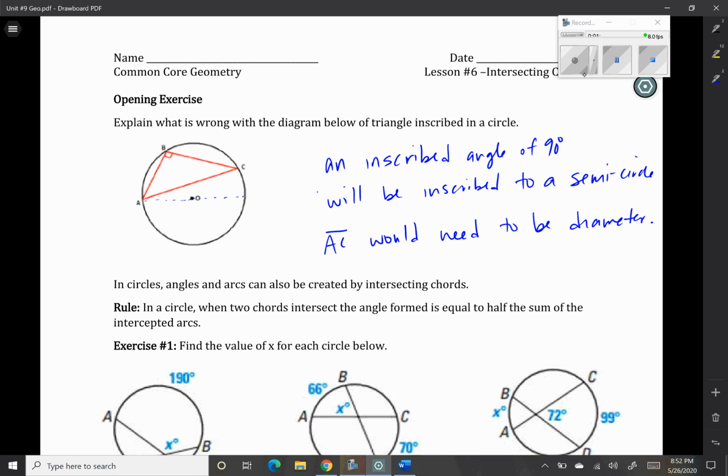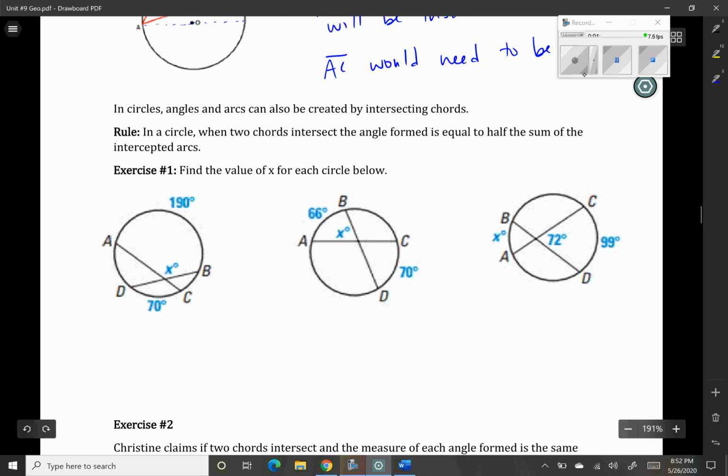All right, so moving right along. Today's lesson is about one simple rule, and that's what happens when two chords intersect each other. There's a special relationship that happens with the angle. So far we've talked about central angles and inscribed angles, but we haven't actually talked about what happens at this point of intersection of two chords. And that's what we're going to talk about today. The rule says in a circle, when two chords intersect, the angle formed is equal to half of the sum of the intercepted arcs.